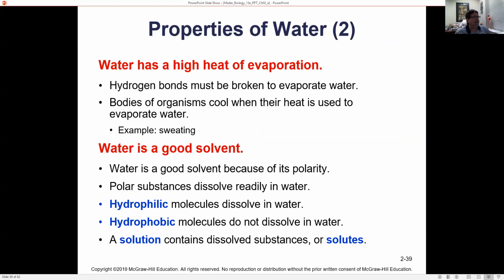Water has a high heat of evaporation. We just saw that, and it's an excellent solvent. So we sweat and water evaporates, and that cools us. It is the main solvent of all molecules on Earth. Water has a hydrophobic end that hates water, and a hydrophilic end that likes water, and we'll look at that in the molecular structure of water.